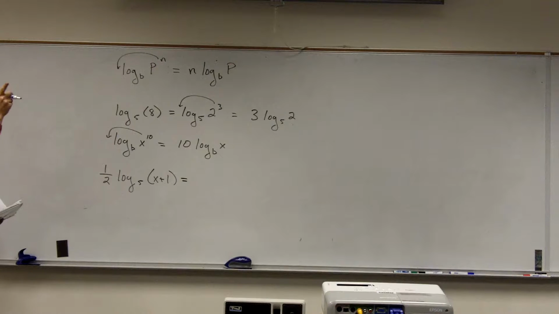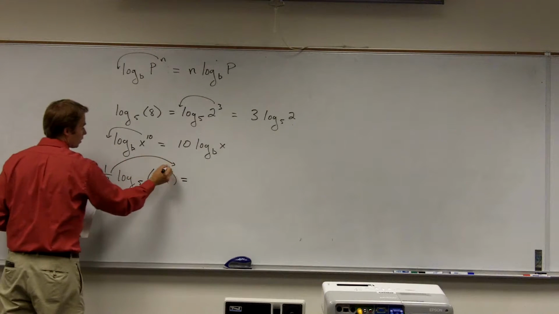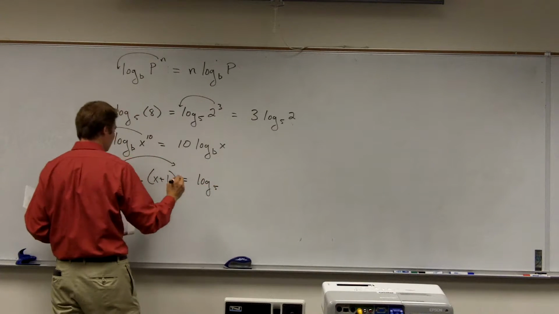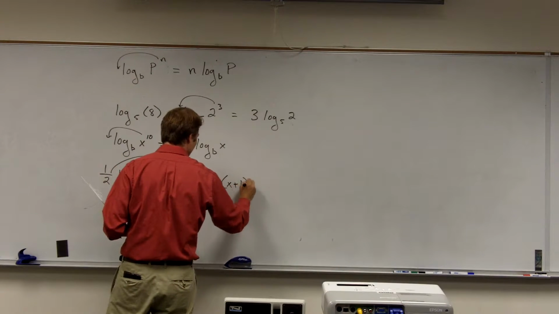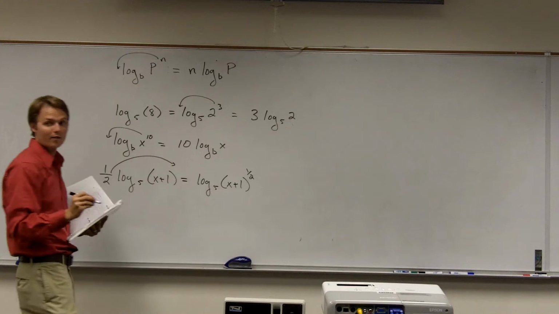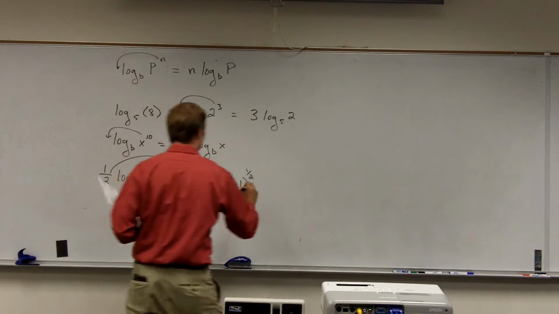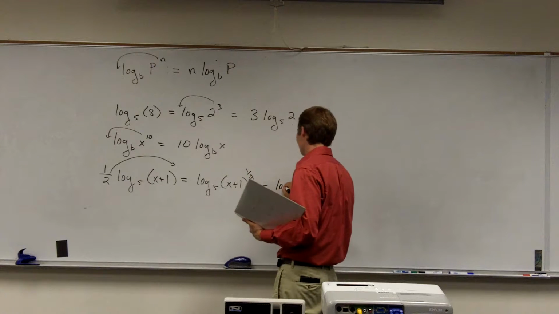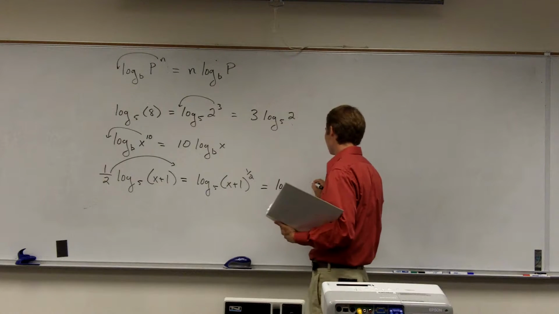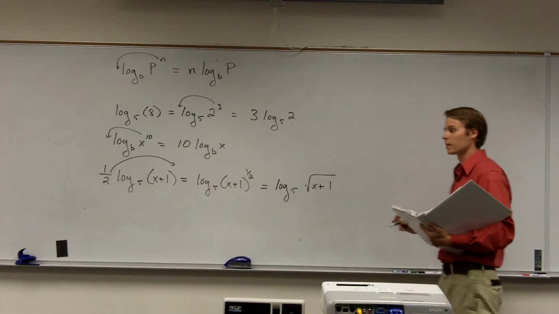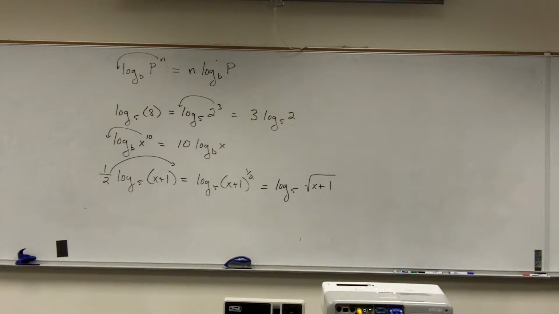I could actually put this one back up to the top. So this can go up here as log base 5 of x plus 1 to the 1/2 power. Which I could also think of as log base 5 of the square root of x plus 1. Okay, so that's what it means to take that up to the 1/2 power.